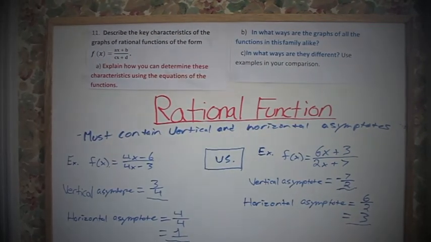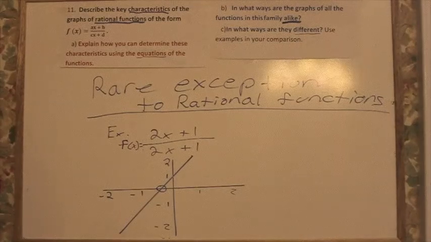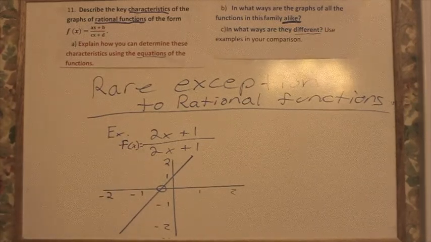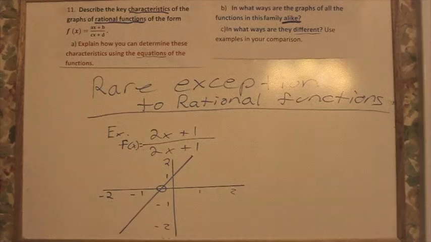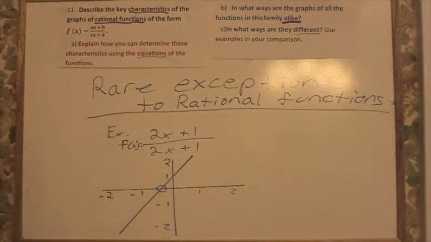Just because the values for both the vertical and horizontal asymptote are different, it is for sure that both of these functions contain them. There are rare cases in which a rational function does not contain asymptotes. An example of this case is a function like f of x equals 2x plus 1 divided by 2x plus 1. This function will be a linear line with the pinhole at negative 1 divided by 2.